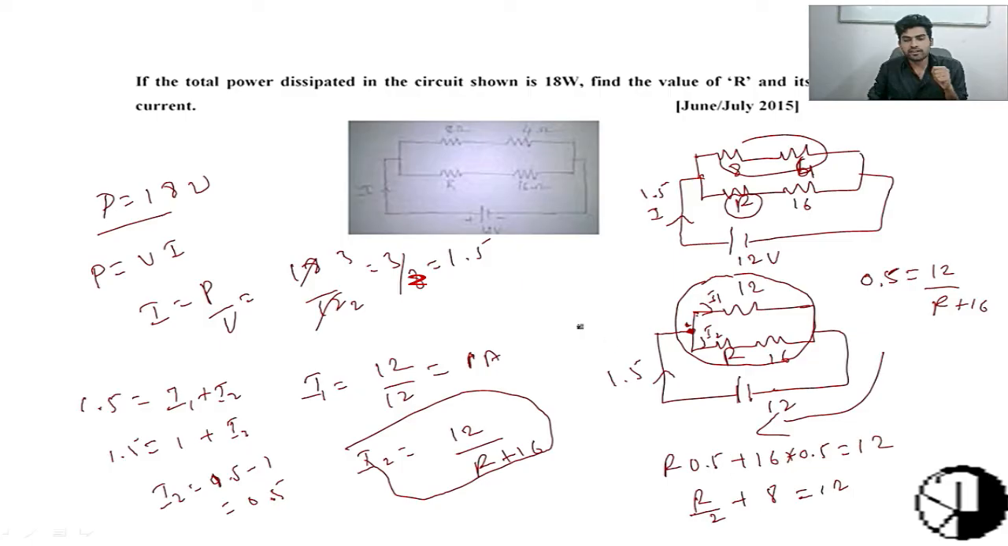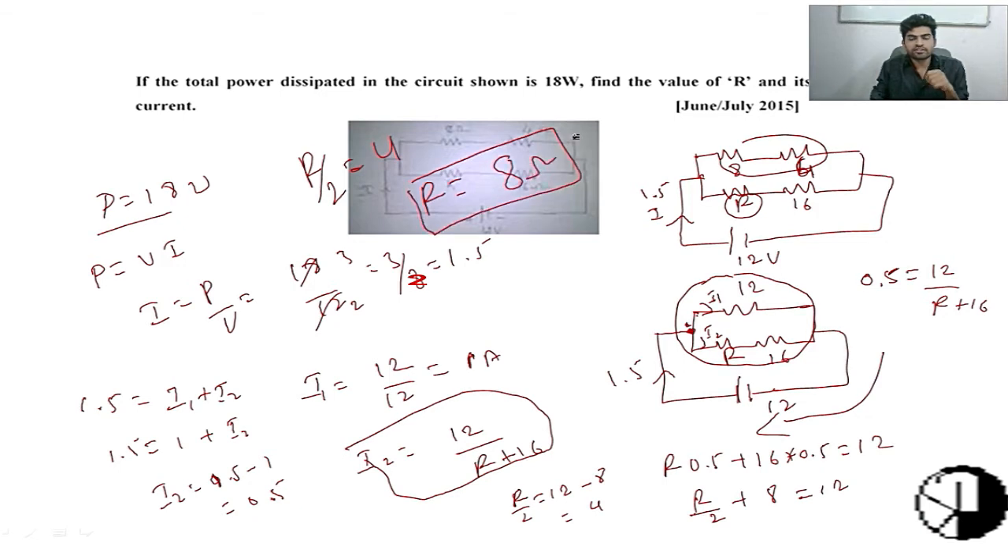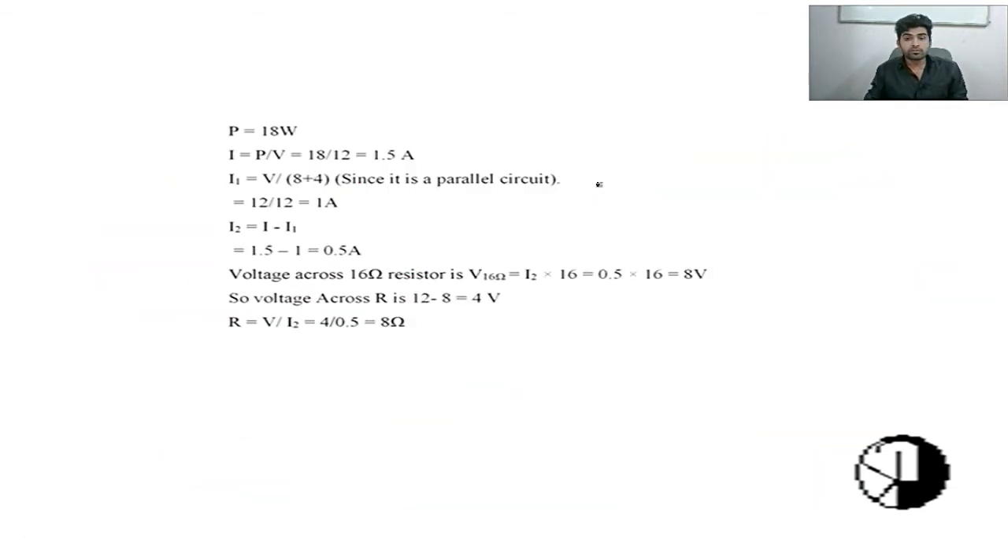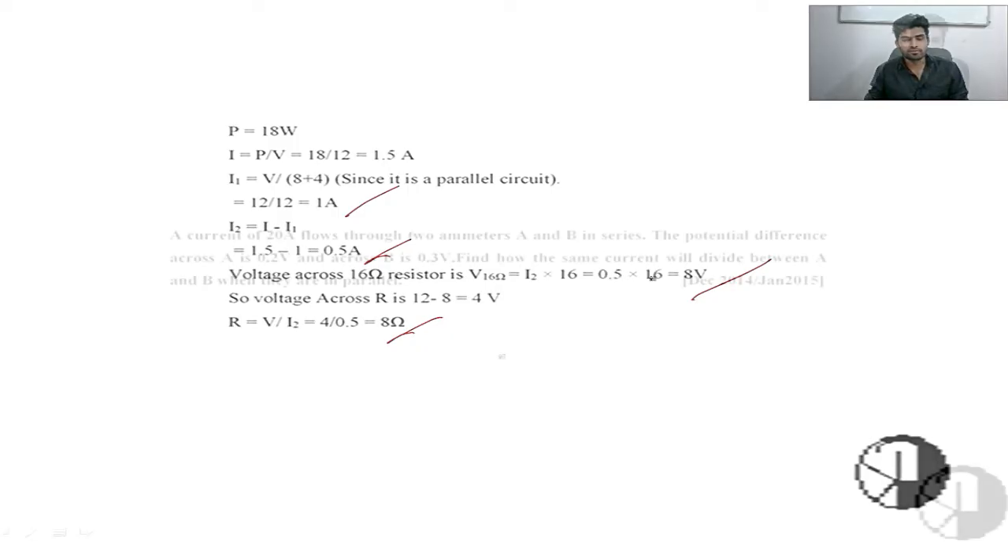So 12 minus 8. So finally, R by 2 is equal to 12 minus 8. So 12 minus 8 is 4. So R by 2 is equal to 4. R is equal to 8 ohm. Right? So once again we will cross check the answer, right? So see here, 8 ohm, we got 0.5 and then 1 amp. And then we don't actually want what is across the 16 ohm resistor, okay?